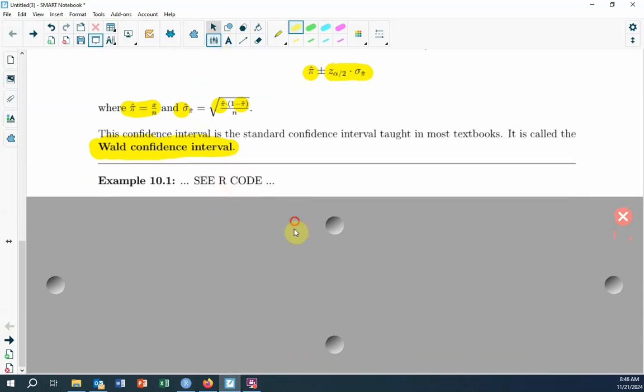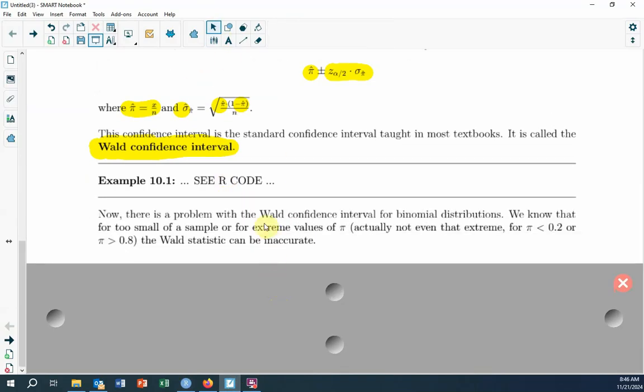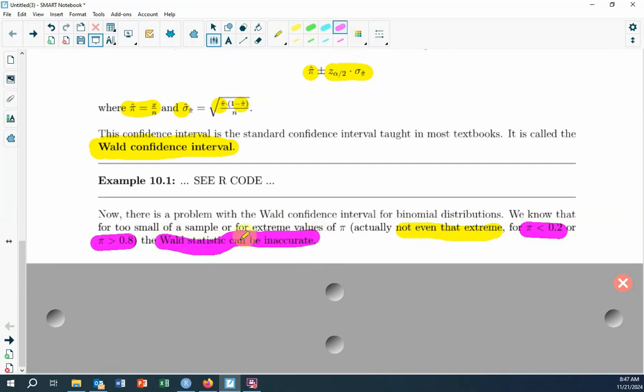Well, if that's a Wald confidence interval, when will I need another one? And I told you to be careful when pi gets to be extreme. Well, there's an issue. In dealing with estimating proportions, it doesn't even have to be that extreme. If your proportion is below 20% or above 80%, the Wald statistic will become kind of not very good. Now that's kind of an issue because that's not that extreme. I would argue that's not very extreme values. And so we're going to need something different.